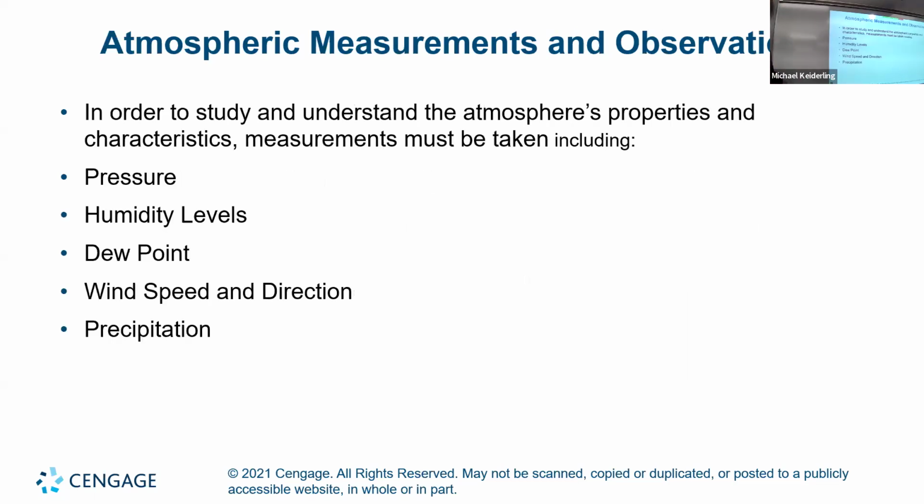Now, if you want to study the atmosphere and weather, there are a few things you need to be able to measure and observe. In order to study and understand the atmosphere's properties and its characteristics, you need to take certain measurements. These include pressure. You want to know how much atmosphere is there. That's roughly what you're measuring with pressure. You're actually measuring how much the atmosphere is squeezed, but it does correspond to density. And it relates to how wind flows and a lot to do with weather. So you use a barometer to measure pressure.